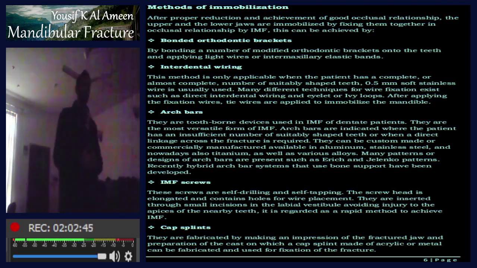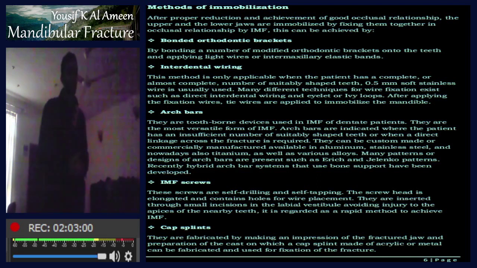The last technique after we have finished the intermaxillary fixation: screws, intermaxillary fixation screws, arch bars, interdental wiring, bonded orthodontic brackets. Now we talk about cap splints.